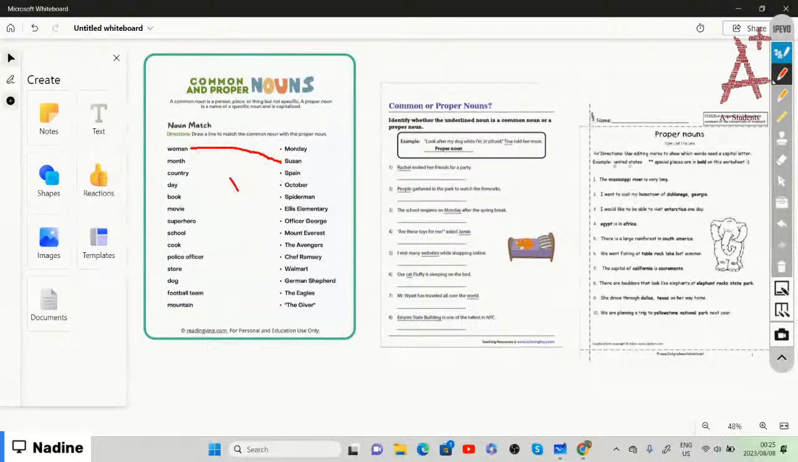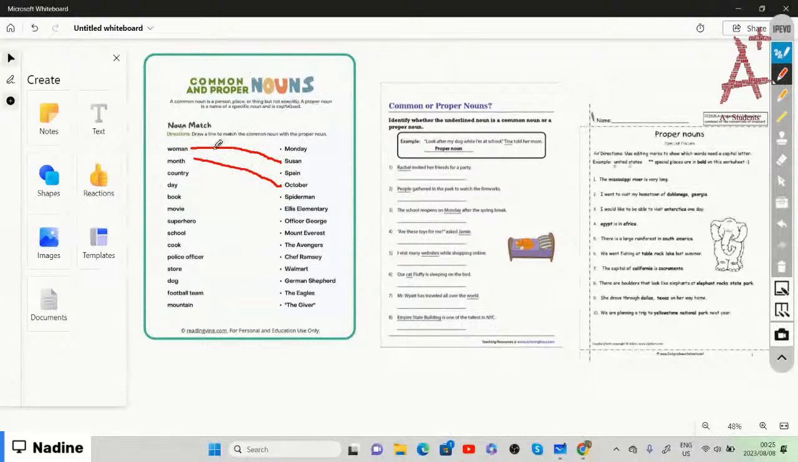Then we have months of the year. So the month, if we talk about a specific month, then we can say October. It's my birthday month. When is your birthday month? October, for example. So October is a specific example, instead of just saying it's my birthday month.